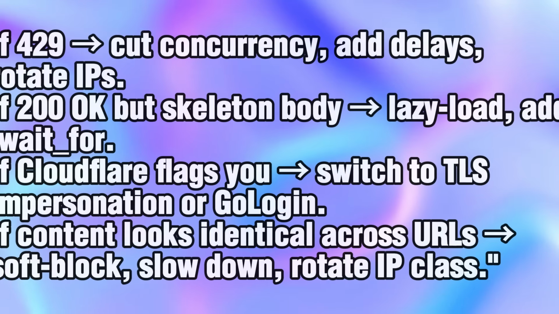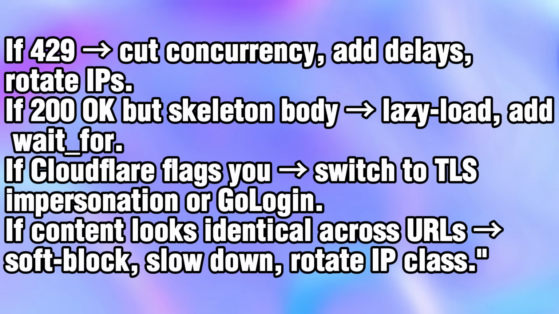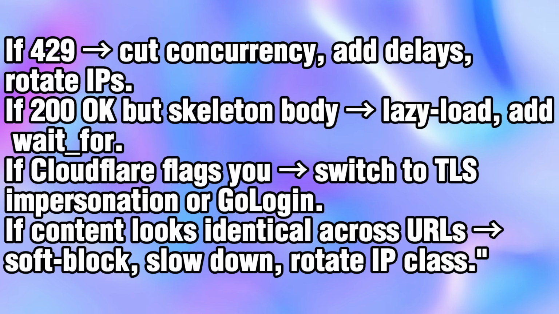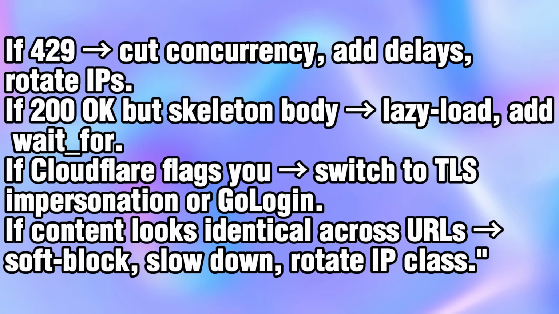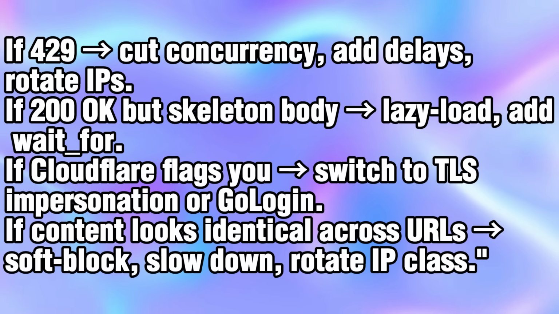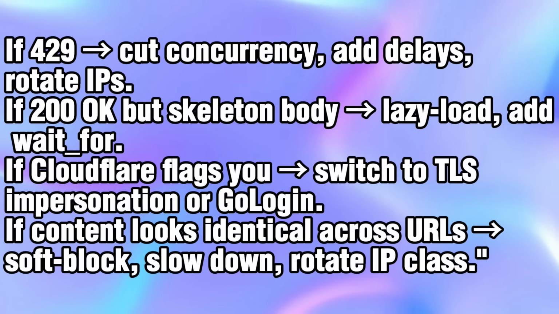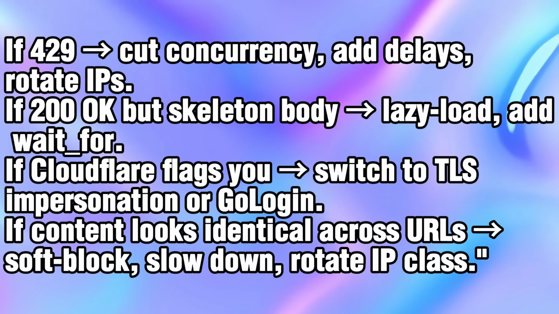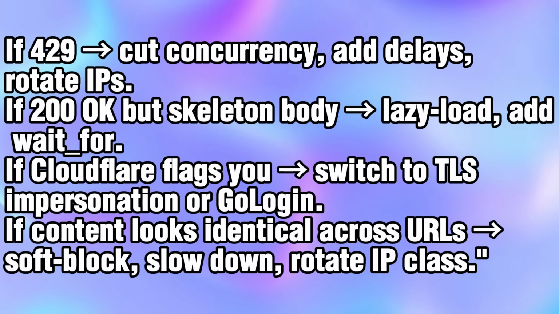Memorize these. If 429, cut concurrency, add delays, rotate IPs. If 200 OK but skeleton body, lazy load, add wait for. If Cloudflare flags you, switch to TLS impersonation or GoLogin. If content looks identical across URLs, soft block, slow down, rotate IP class.